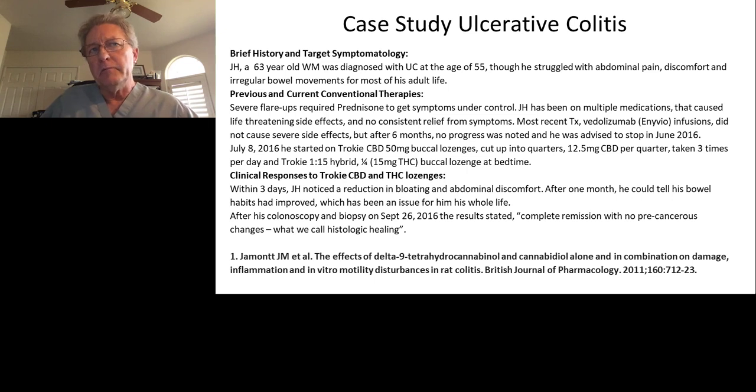3 days into treatment, the patient noticed an improvement in bloating and his abdominal discomfort. After 1 month, his bowel habits had improved, and on September 26th of that year, he had a colonoscopy and biopsy, which showed a complete histologic cure with no sign of the disease of ulcerative colitis.